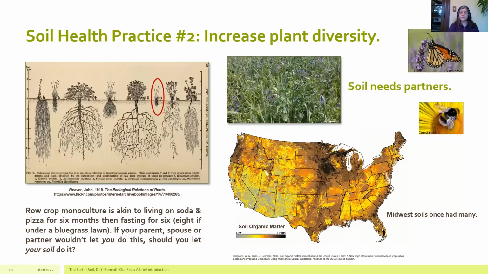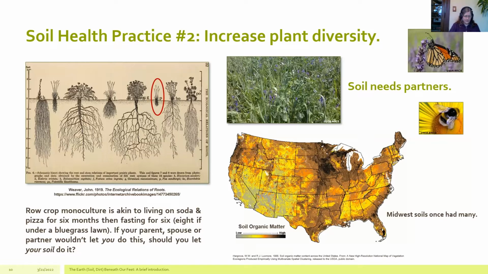Soil health practice number 2, increase plant diversity. I really love this image on the left. This was a PhD thesis in 1919. I'm pretty sure that Mr. Weaver went out and dug everything up with a spoon so that he could get those beautiful pictures of the roots. And those are native plants.